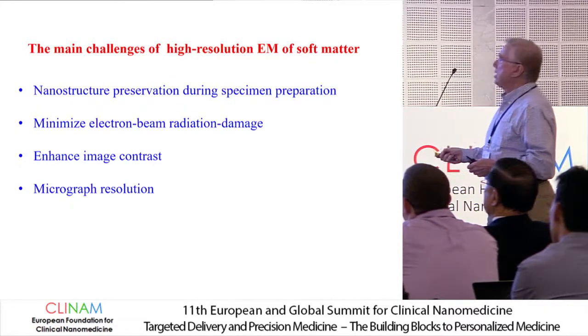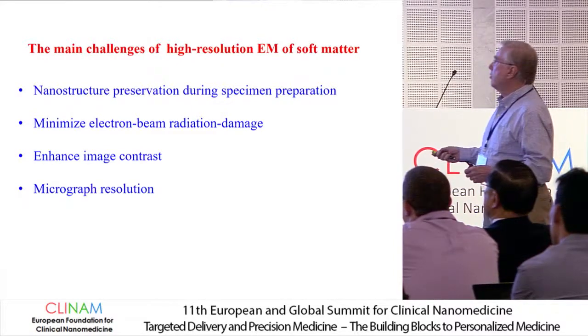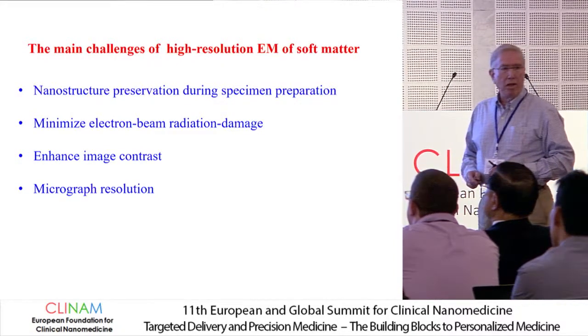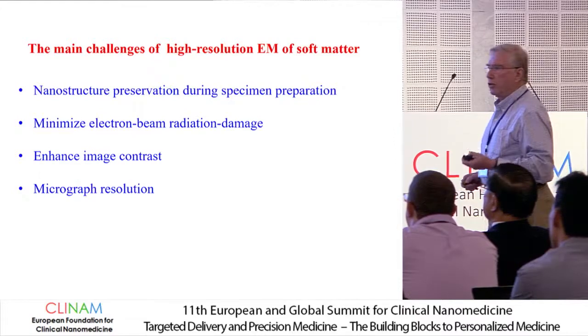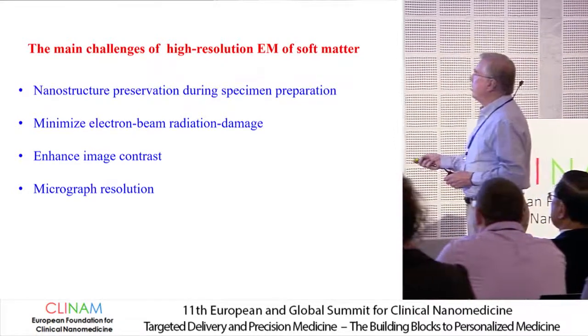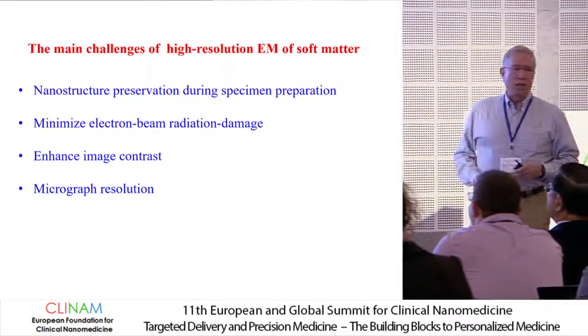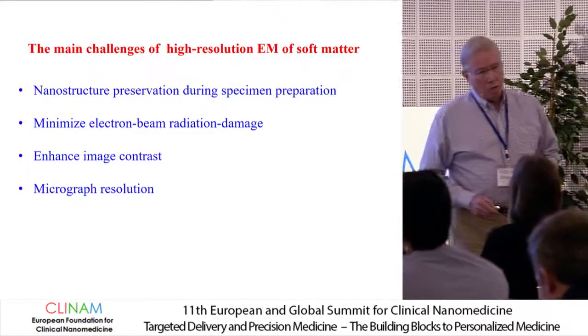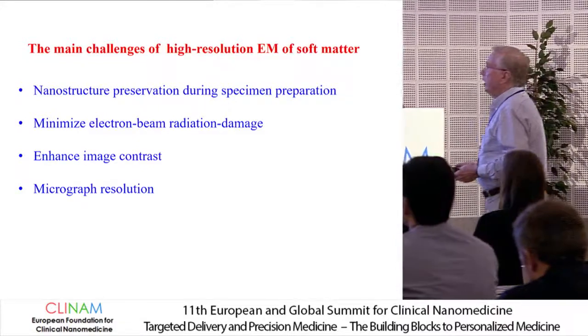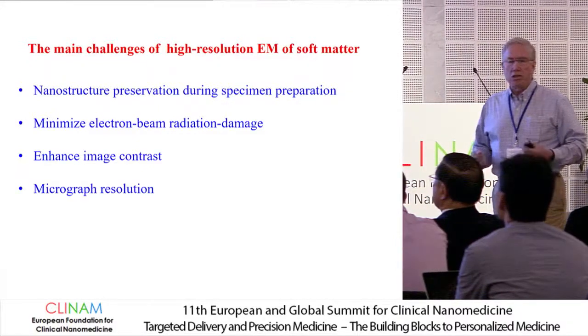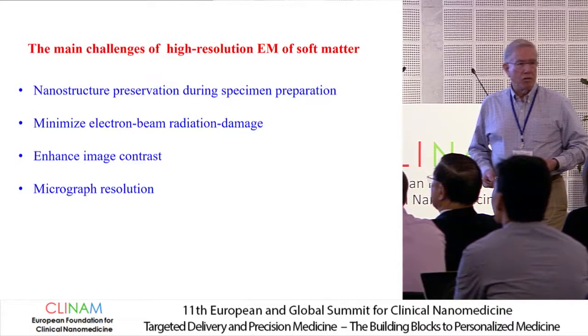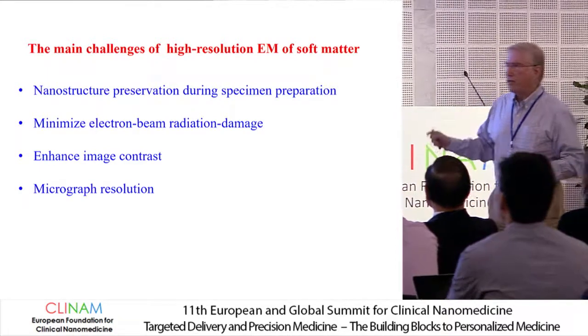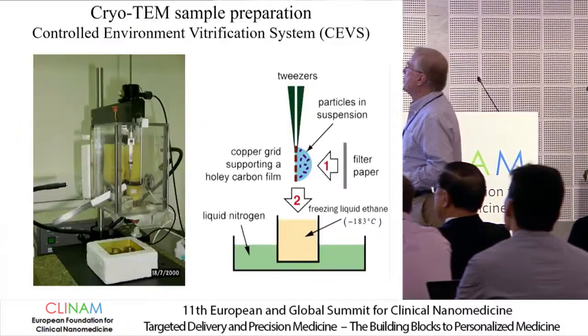The other issue is the interaction between the electron beam and the specimen, and you have to use a very low dose of electrons in order to get your image. You have to enhance image contrast, and staining is not an option, so you have to do it in an optical way. And finally, you have to work with an instrument that will give you sufficient resolution. So I'm going to emphasize these 3 points.